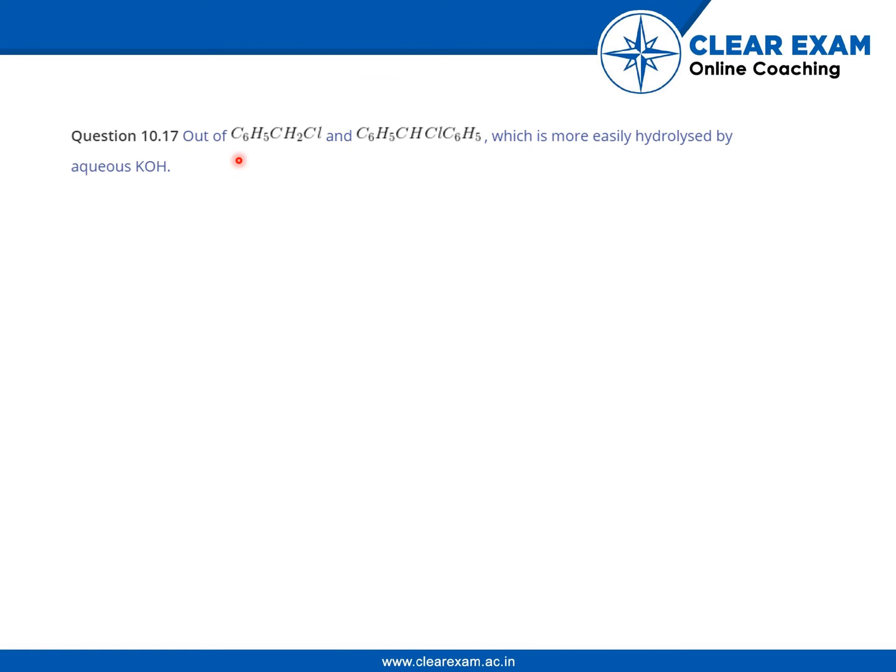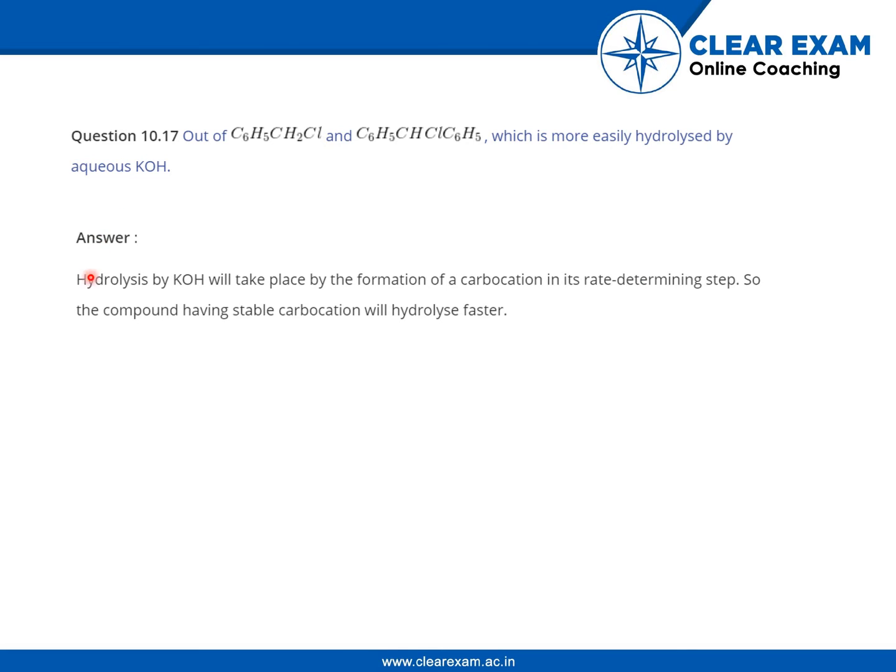The question is of C6H5CH2Cl and C6H5CH(C6H5)2, which is more easily hydrolyzed by aqueous KOH. So hydrolysis by KOH will take place by the formation of a carbocation in its RDS, or rate determining step.